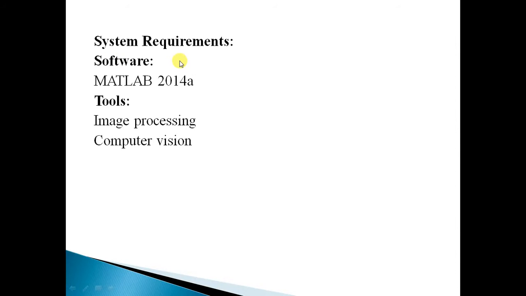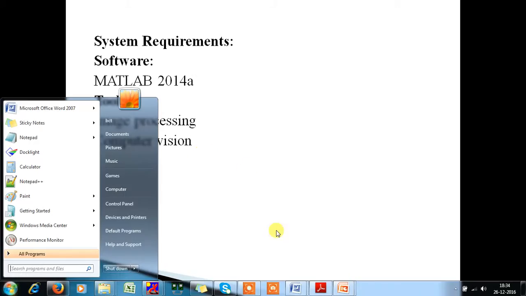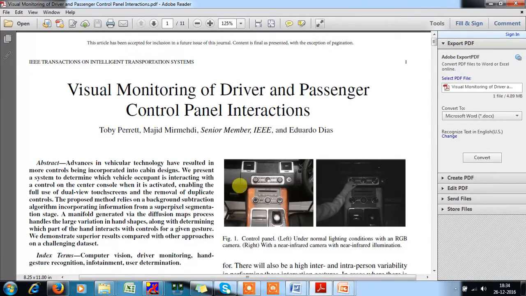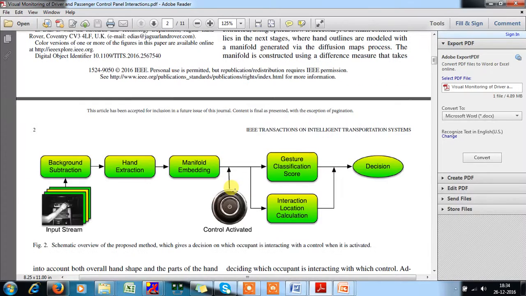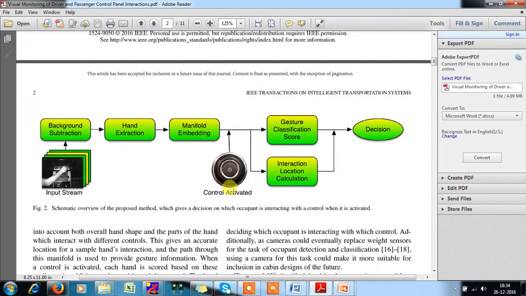The software used in this project is MATLAB 2014A, MATLAB meaning matrix laboratory, and the tools used in this project are image processing and computer vision. The technique used in this project is background subtraction. Here the input stream will be given to the background subtraction, and it will send the specified input stream to the hand extraction.